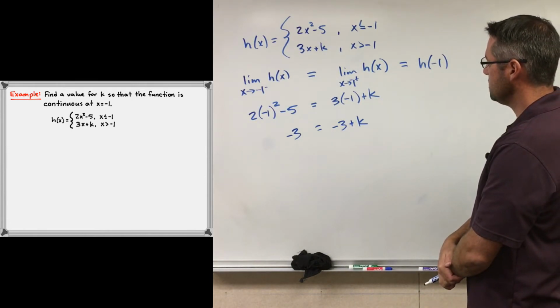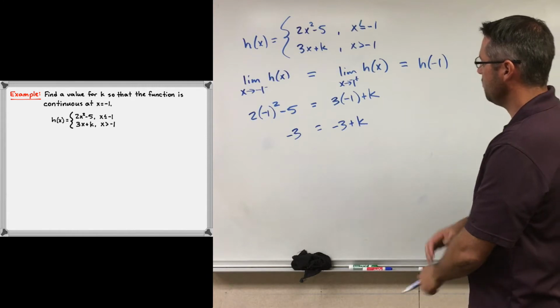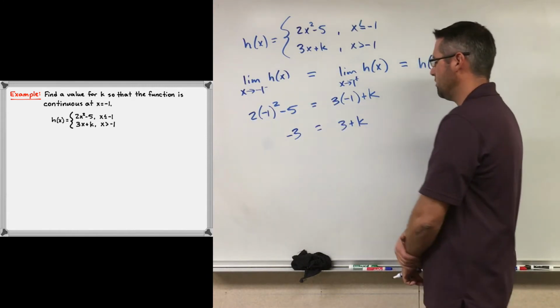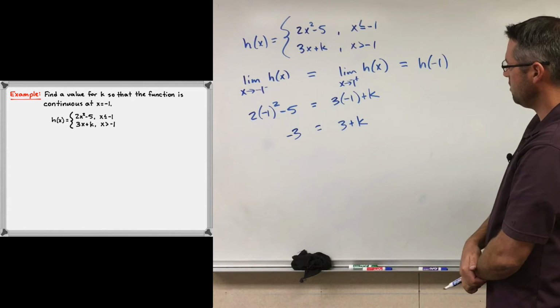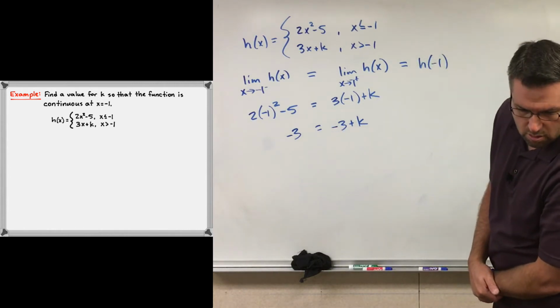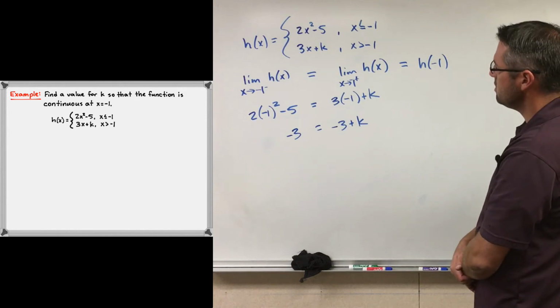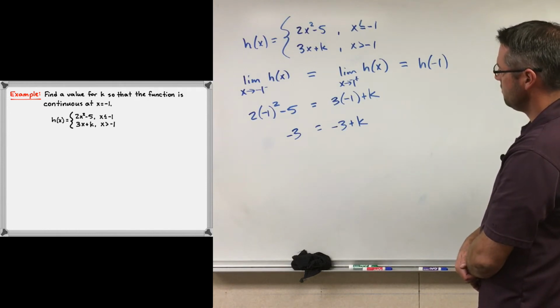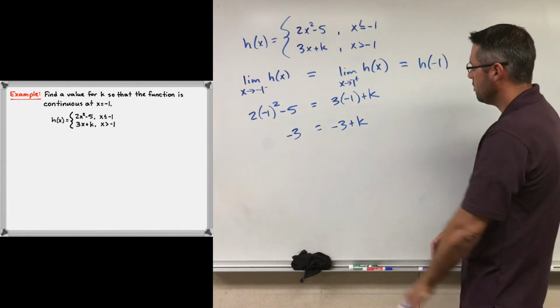Something seems off. Oh, not -3, 3. There we go. That would have been, no, that is -3. What's going on here? 3 times -1 is -3. Okay, that makes sense.